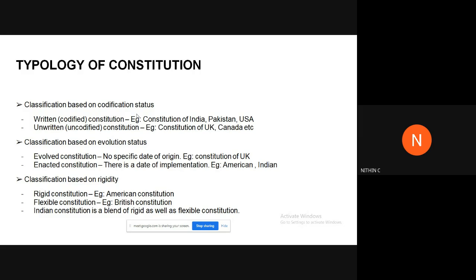Our constitution, that is the Indian constitution, is a blend of this rigidity and flexible constitution. So for a rigid constitution, an example is the American constitution. For a flexible constitution, an example is the British constitution. So our constitution is a mix of both these criteria, that is rigidity and flexibility.